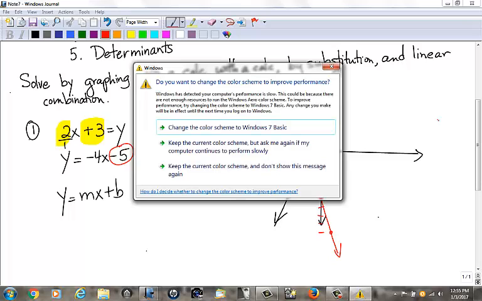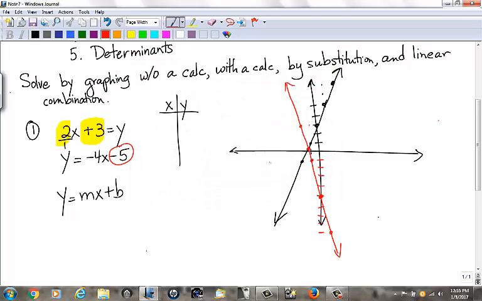Just press enter. We could put in a guess, but mathematicians are lazy. So I'm just going to press enter. Okay, and there's the intersection.